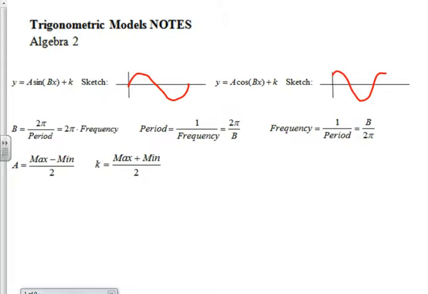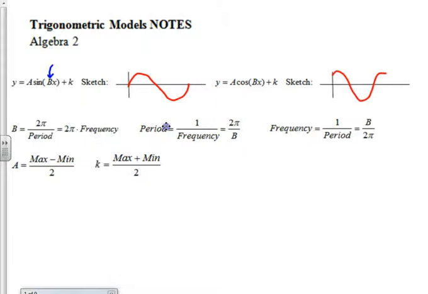Now at the top of your worksheet, you're going to notice a variety of formulas. I tried to come up with every single formula we might need for anything in this trig unit. Now remember, models indicate that we're going to be referring to application problems. So the b, which is the number that's inside by the variable, can be calculated by doing 2 pi divided by whatever the period is of the function. It's also calculated by 2 pi times the frequency.